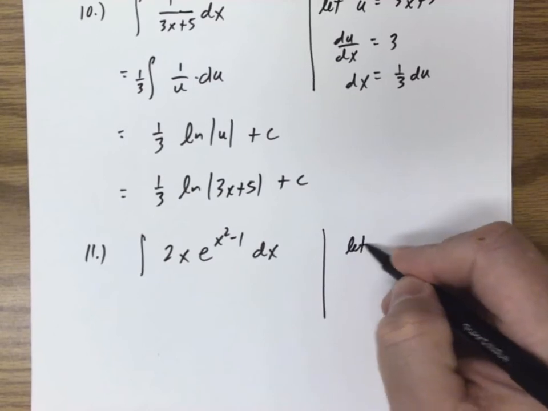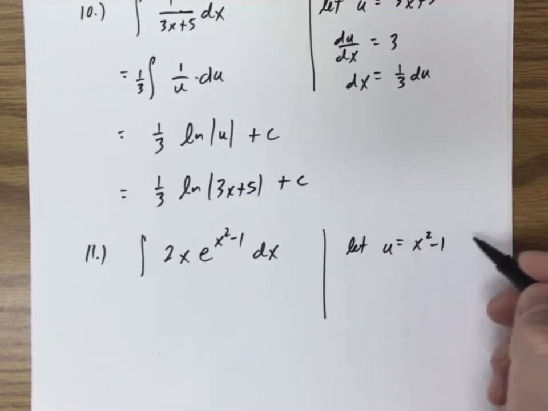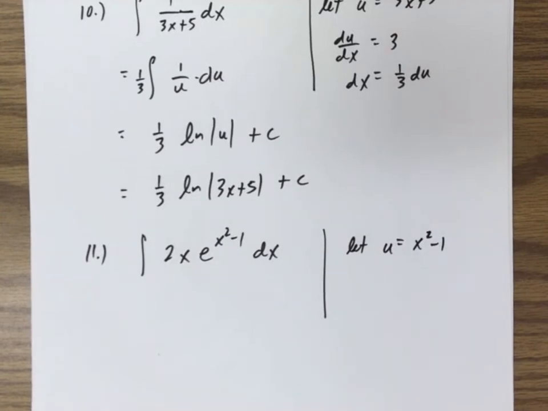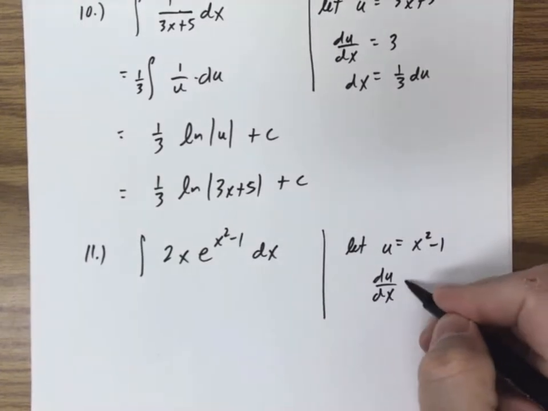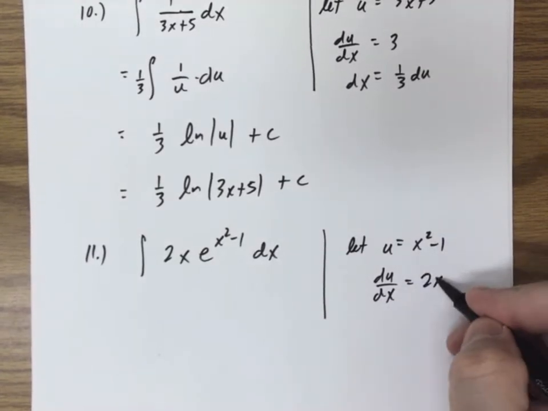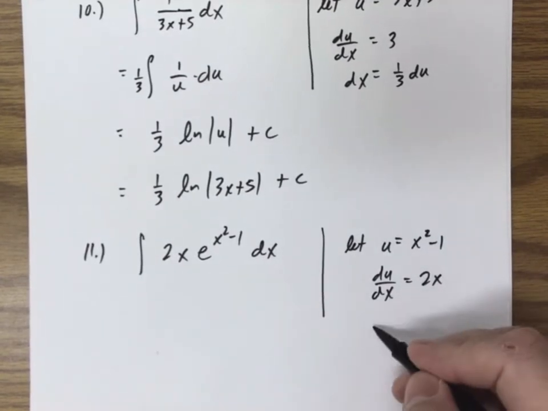I think what might work is if we set the exponent x squared minus 1 equal to u. Now we go through our substitution steps. Take the derivative. Derivative of x squared minus 1 is 2x. I'm going to solve this thing for dx.